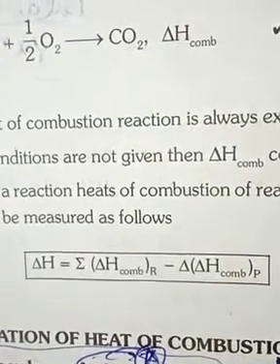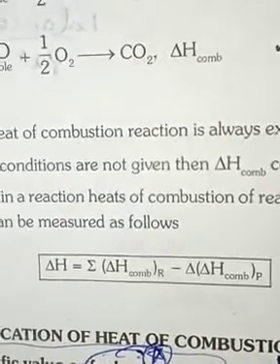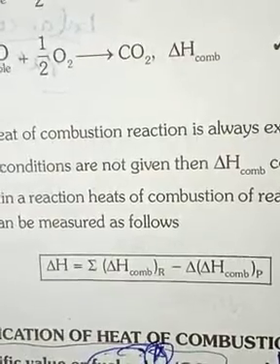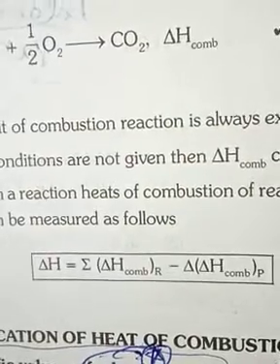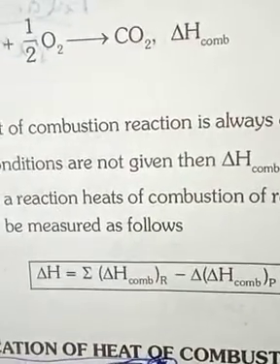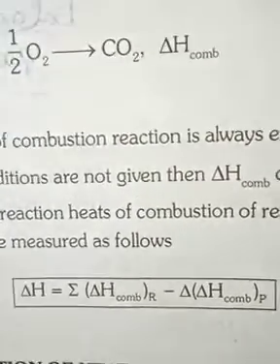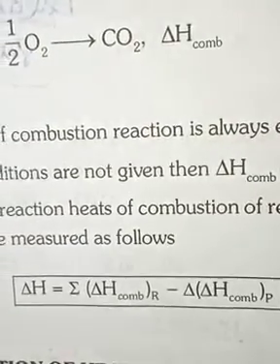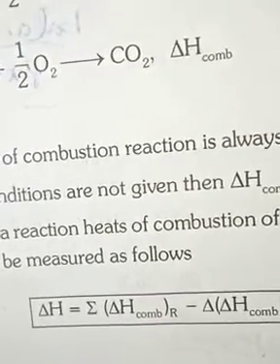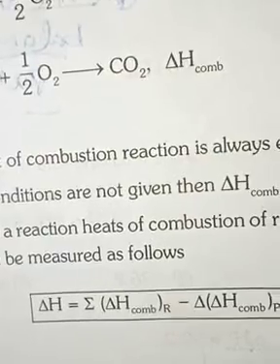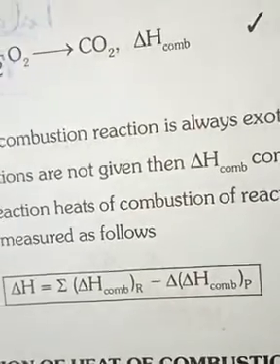Now when the heat of combustion of reactants and products are given and we are asked to find the heat of reaction, then we have to sum up the heat of combustion of reactants, and sum up the heat of combustion of products, and just take the difference of them. Like heat of reaction here is the summation of heat of combustion of reactants minus the summation of heat of combustion of products.